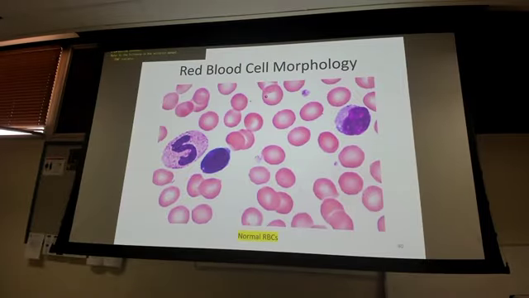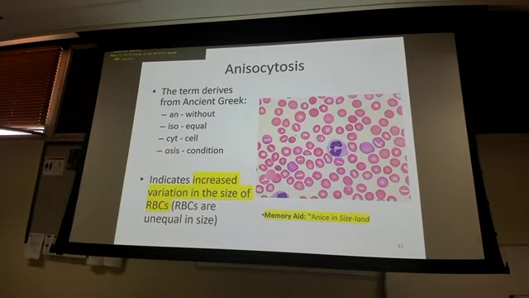This is just what it looks like normal. This is a normal differential. You will not see that as a PA unless you just want to come to the lab and look under the microscope.